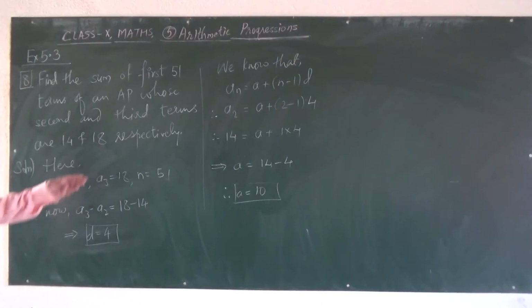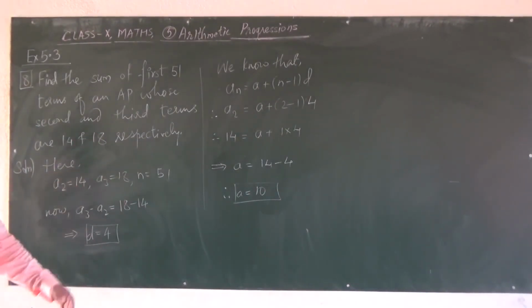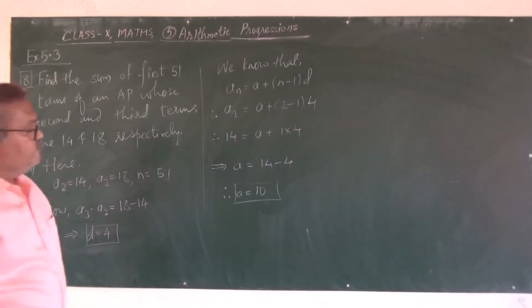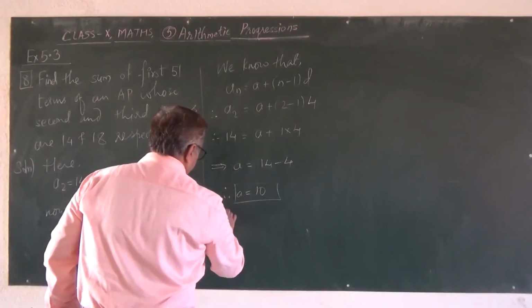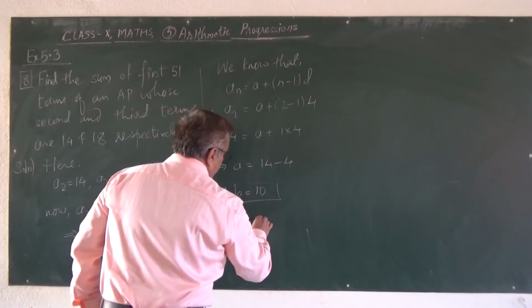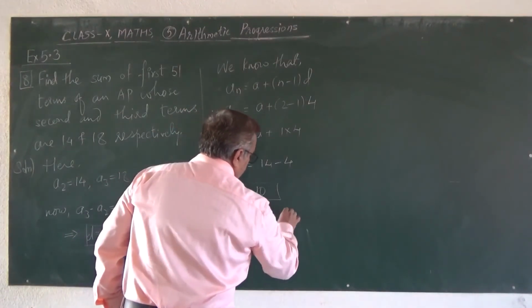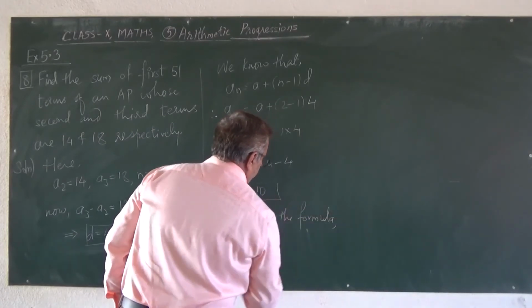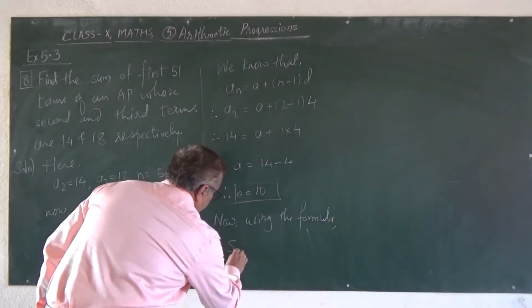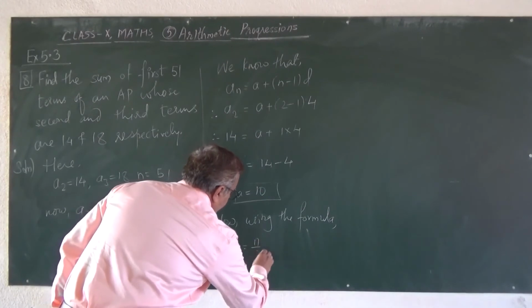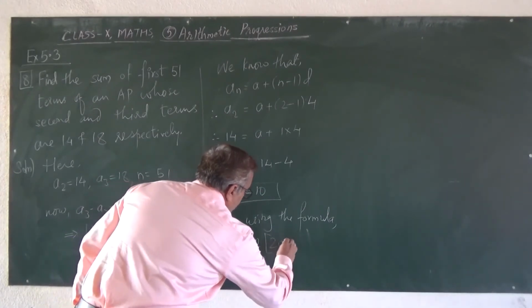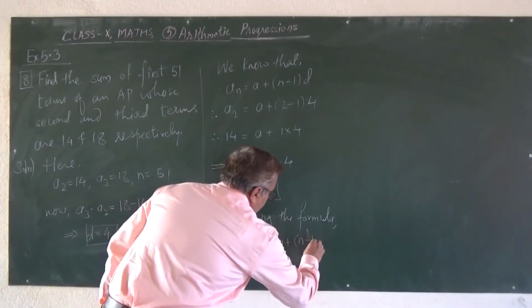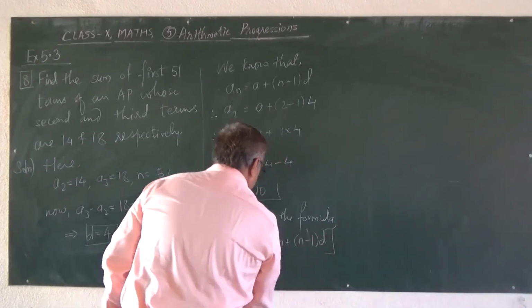You know the number of terms. Now you know the common difference, so you can find the sum of the first 51 terms. We don't know your last term, so you have to use your formula: Sn is equal to n by 2 into (2a plus (n minus 1) into d).